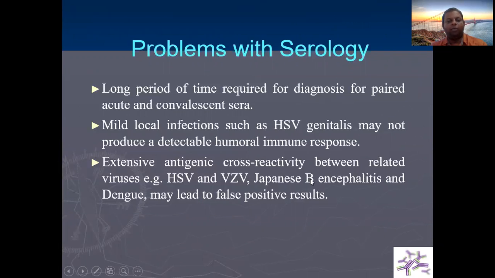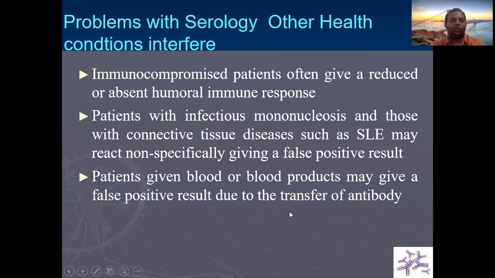And also there are molecular mimicry and cross-reactivity: HSV with varicella zoster, Japanese B with dengue. So specificity is low, and it leads to false positive results. Another problem with serology is that other health conditions interfere. If the patient is immunocompromised, they can't form antibodies. Infectious mononucleosis and connective tissue disorders such as SLE non-specifically give false positive results. So there is a lot of cross-reactivity.